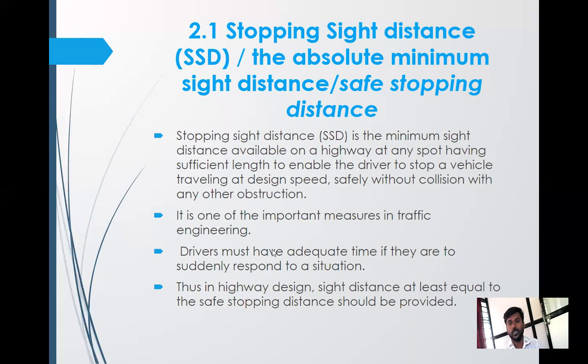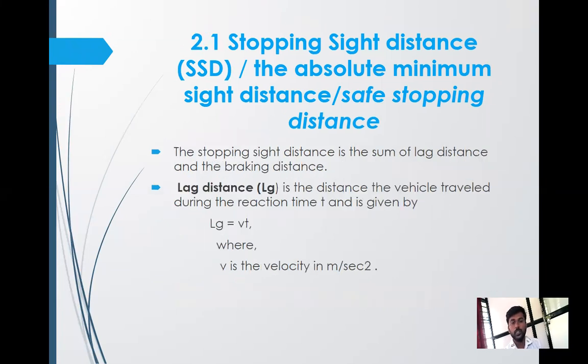What is meant by stopping sight distance? It is also called the minimum sight distance or the safe stopping distance. It is the distance when any driver driving the vehicle, as soon as he sees any obstruction and applies the brake, by how much distance our vehicle will get stopped. Okay, it is divided then into two parts.